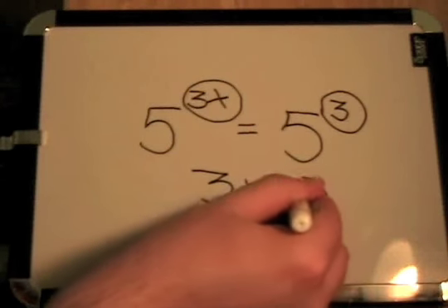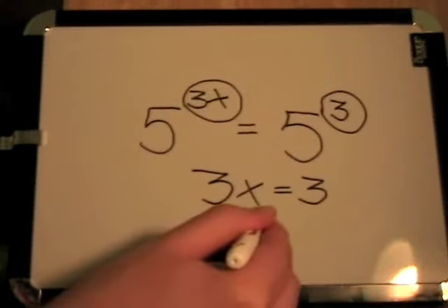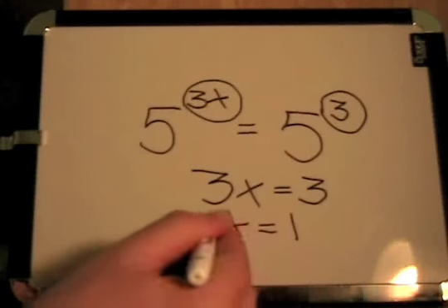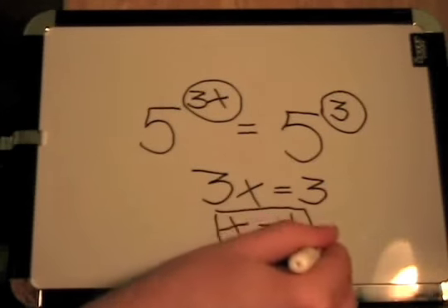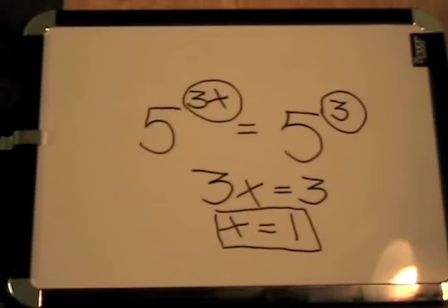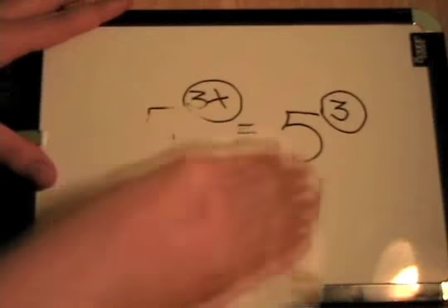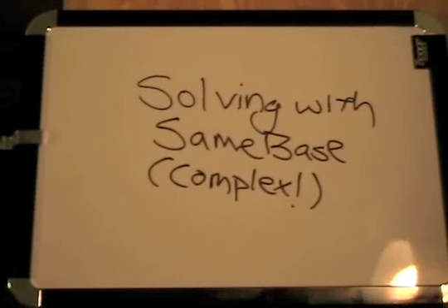Now, if we set 3x equal to 3, then divide each side by 3, we get our answer. x equals 1. Once again, very easy to solve. Now let's try some harder problems. Now we're going to solve more complex problems using the same base principle.